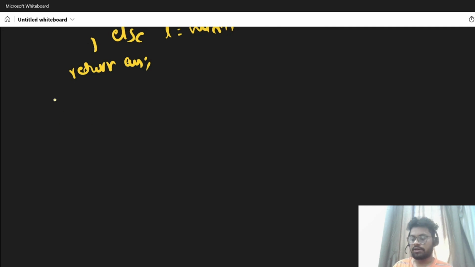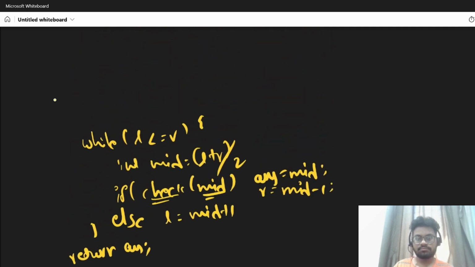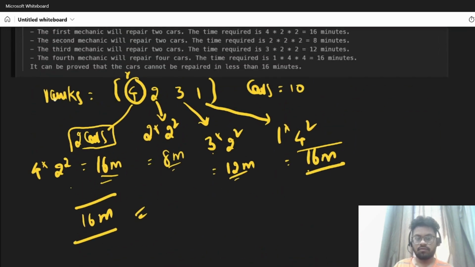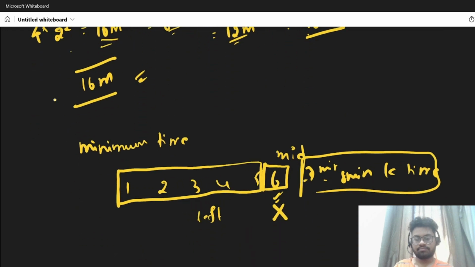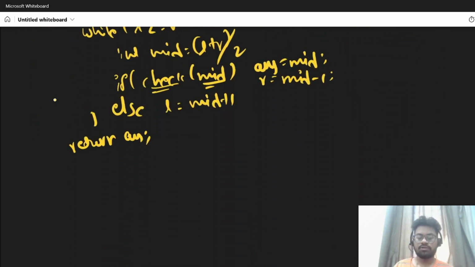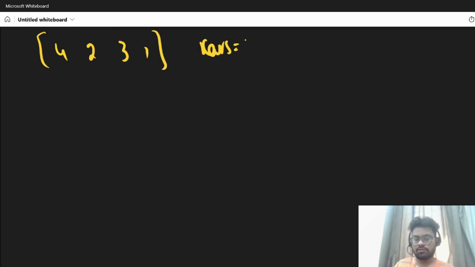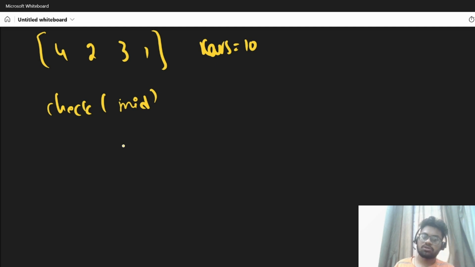So we are already given the cars array. What is the example? 4231, right? So the given array is 4231, and the total number of cars required to repair is cars equal to 10. So this check function will take mid as the input. We need to figure out whether this particular number of minutes will be possible or not.